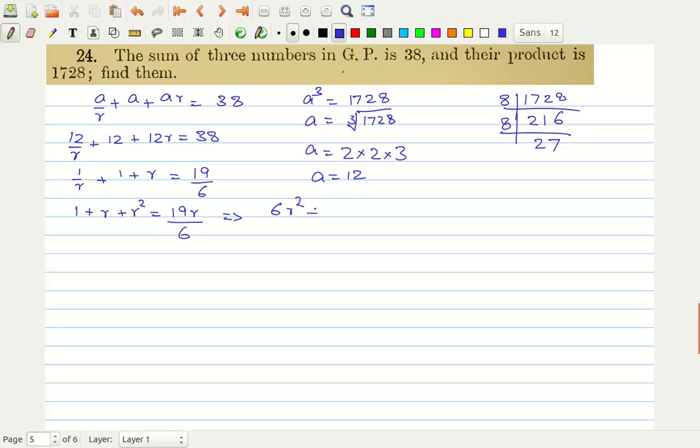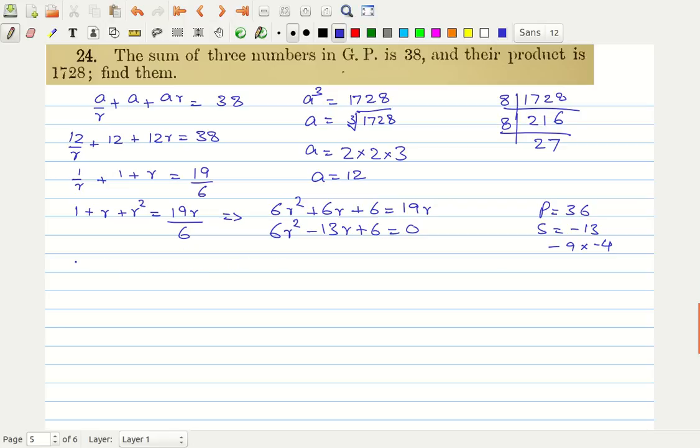6R square plus 6R plus 6 is equal to 19R, and 6R square minus 19 minus 6 is minus 13R plus 6 is equal to 0. So we have to find two terms so that the product is 36 and sum is equal to minus 13. So we can use minus 9 times minus 4.